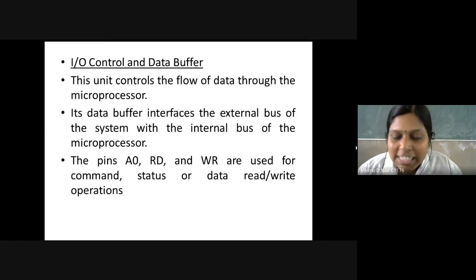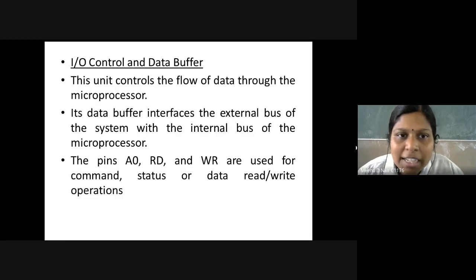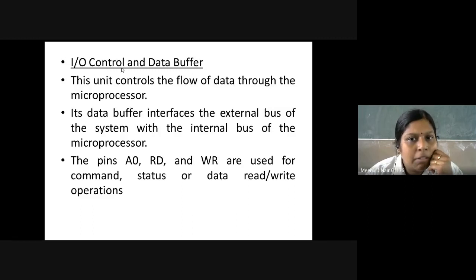Now we'll see each block in detail. The first one is the interrupt output, input output control and data buffer. You already know what input output control and the data buffer are. First we will discuss the data buffer. What will the data buffer do?